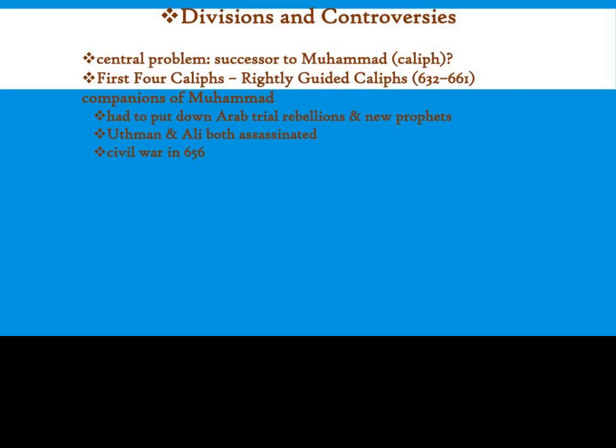And the first four caliphs, after the death of Muhammad, there were several disputes that arose over who should lead the community. The first leaders were, like I said, all companions of his. The first caliph had to put down political revolts and new prophets. The third and fourth caliphs were assassinated, right? Uthman and Ali. And thus, within decades of Muhammad's death, there was a civil war. It basically threatened to destroy the unity that he built.